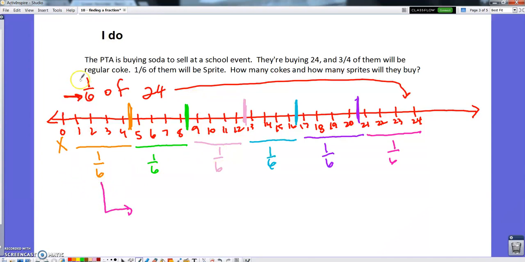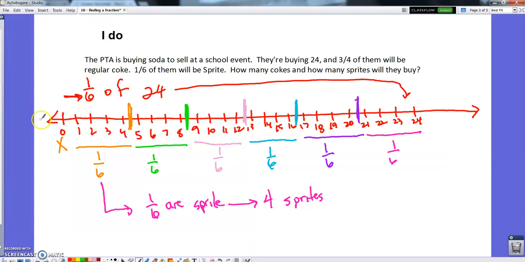just 1/6 in this problem. So 1/6 are Sprite, and that is 4 Sprites. So 1/6 are Sprite, or 4 of the 24 are Sprites. That's how it works with the number line.